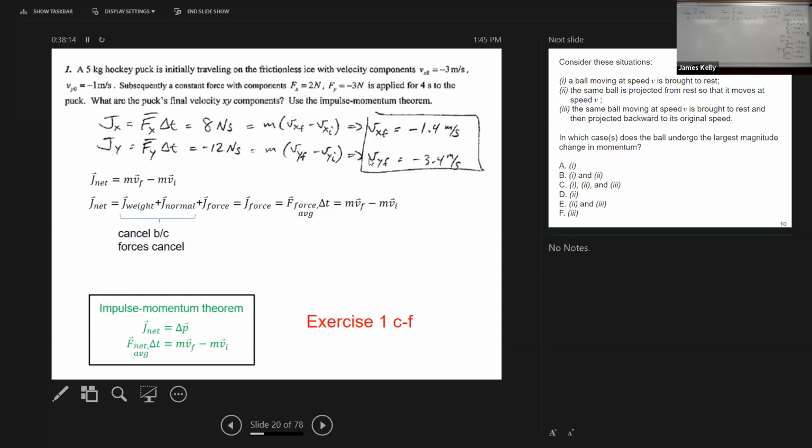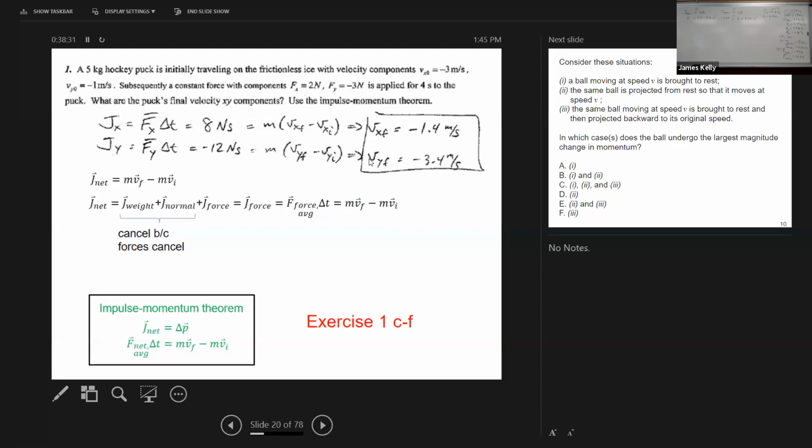Okay, so help me find those. I didn't write down what the X and Y components of the velocity are right before hitting the ground. So I'm going to take my initial to be just about to hit the ground, and final coming to rest.